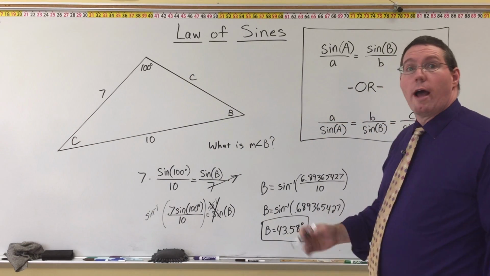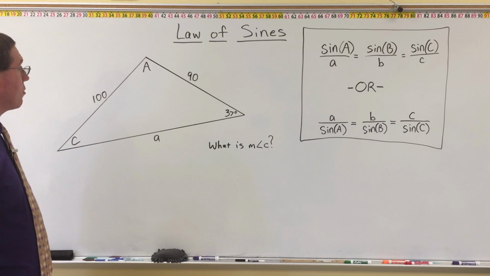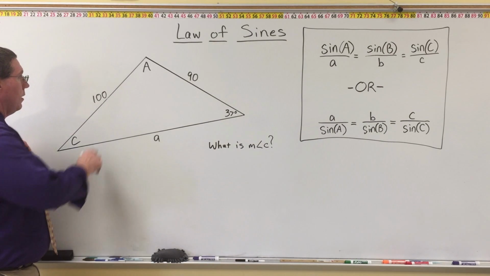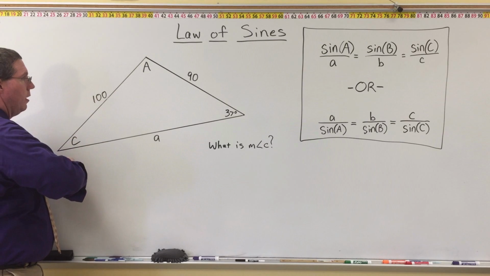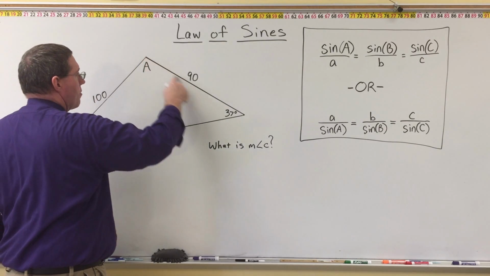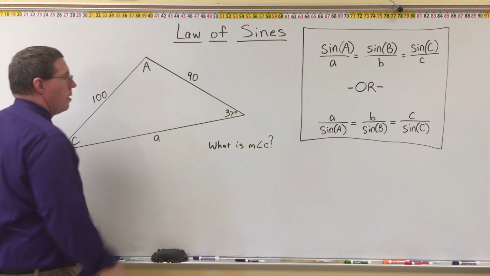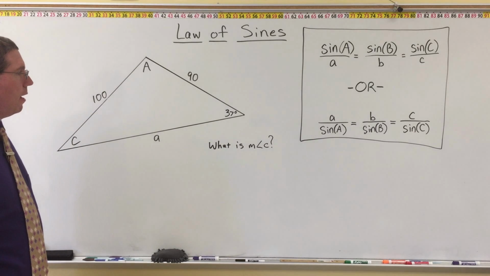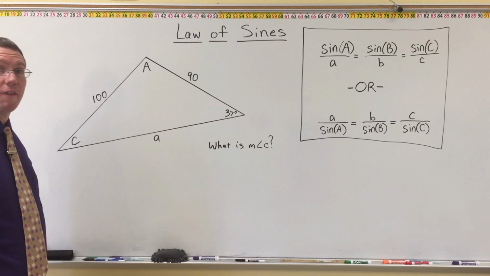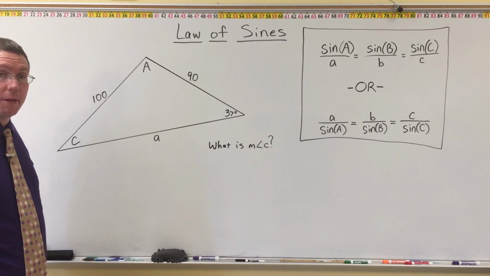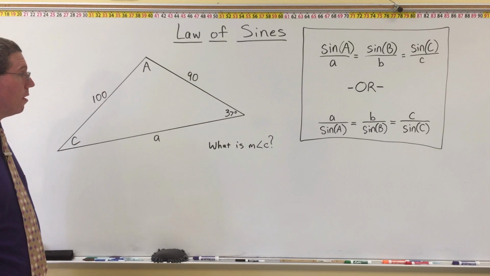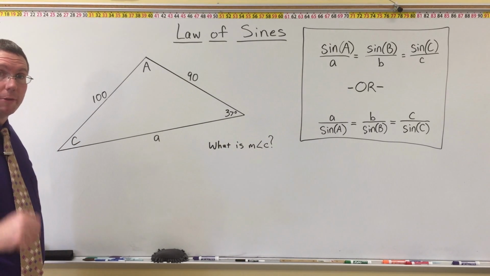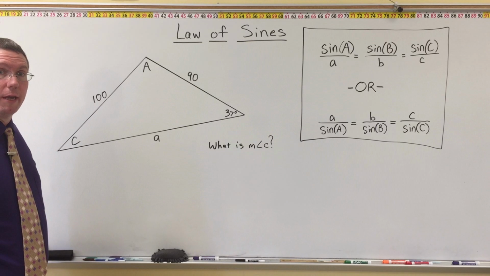All right, let's try another problem. So we've got a length here. Side B is 100. Side C here is 90, and angle B has a measure of 37 degrees. And we want to know what is the measure of angle C. Obviously, it's going to be in degrees, so make sure your calculator's in degrees. Do you want to pause this and maybe try and do it on your own? It's just like the last one we did.